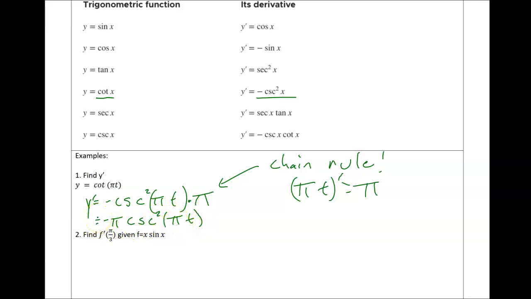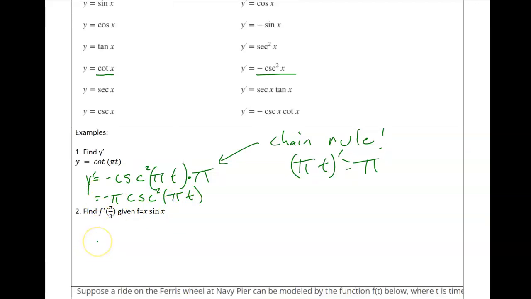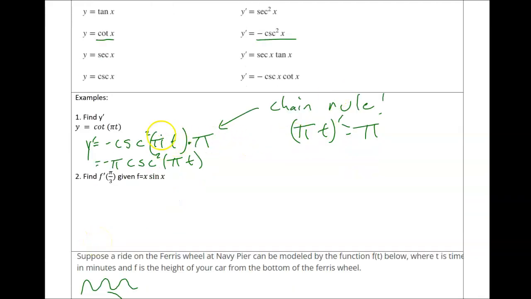Alright. Now we want f prime of pi over 3. So that's, again, just a number we're plugging in for x, given that my function f is x times sine of x. So here, notice we did not use product rule in the previous example, because cotangent is a function, it's not being multiplied by anything. But here, the x is being multiplied times sine of x, right? So I need to use product rule.